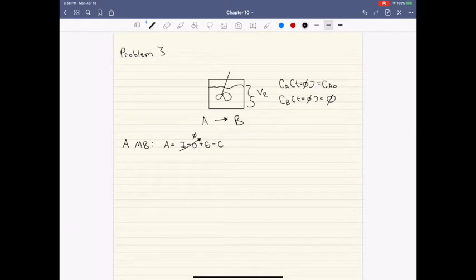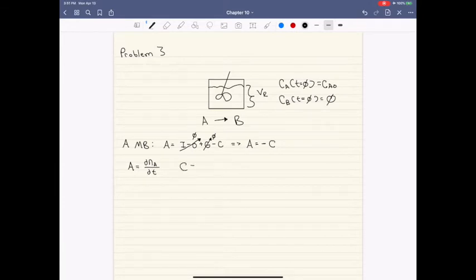For species A, there's no generation. That's equal to 0. It's only being consumed. So what that tells us is that our accumulation is equal to the negative consumption. Let's fill in what each of these terms are. For the accumulation, we want to deal with it in terms of moles of A. So we're going to look at the change of the moles of A over time. Our differential equation is going to be dNA over dt.